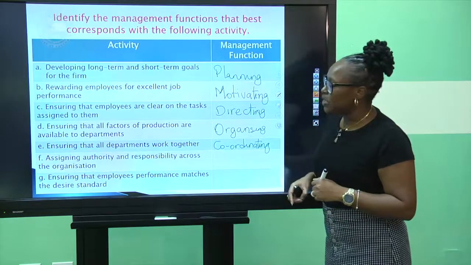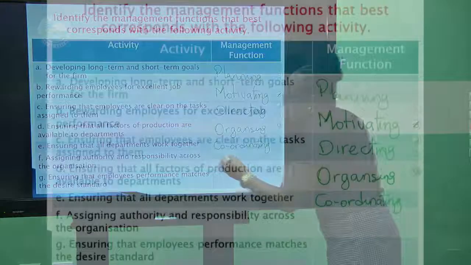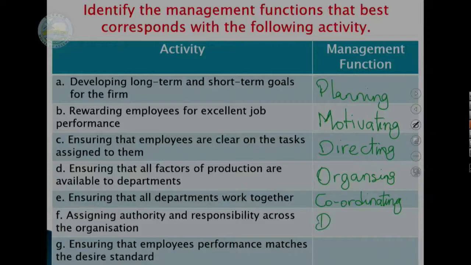Next one, assigning authority or responsibility across the organization. And this one is delegating, giving the responsibility to employees within the organization so that they can feel some sense of belonging and to be creative as well and bring more to the organization.